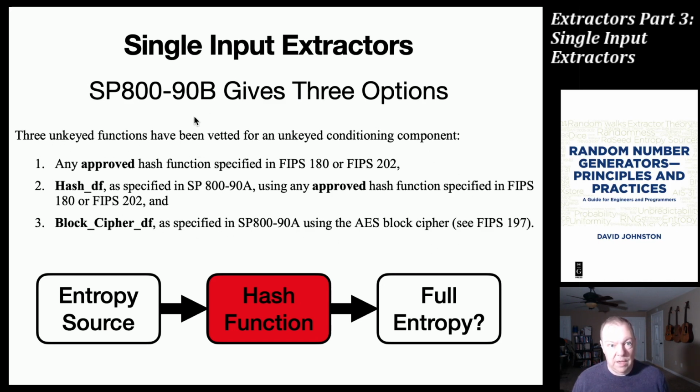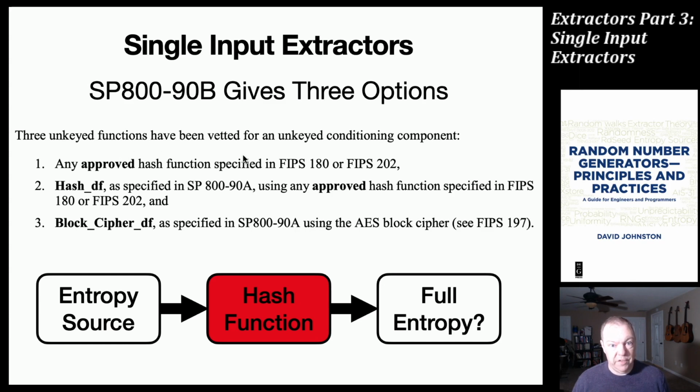But it says this, which I copied from the spec: 3 unkeyed functions have been vetted for an unkeyed conditioning component. So what they mean by unkeyed is a single input algorithm. There's no key input. And the first line is any approved hash function specified in FIPS 180 or FIPS 202. So that would be SHA-1, SHA-2, SHA-3, and so on. Then there's 2 others, the hash derivation functions specified in 90A, which we're not going to look at here because we're going to look at that when we look at PRNGs, which is covered by 90A, or the block cipher derivation function, which for the same reason we're not going to look at here.